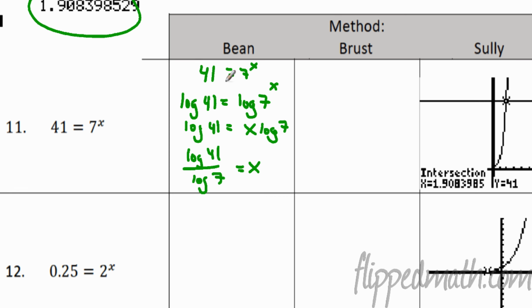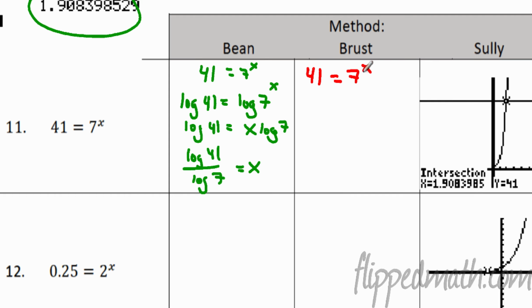You take the log of both sides, but Brust, you know how he's different than Bean. They're different. They're both different. We're talking about same and different. They're different.